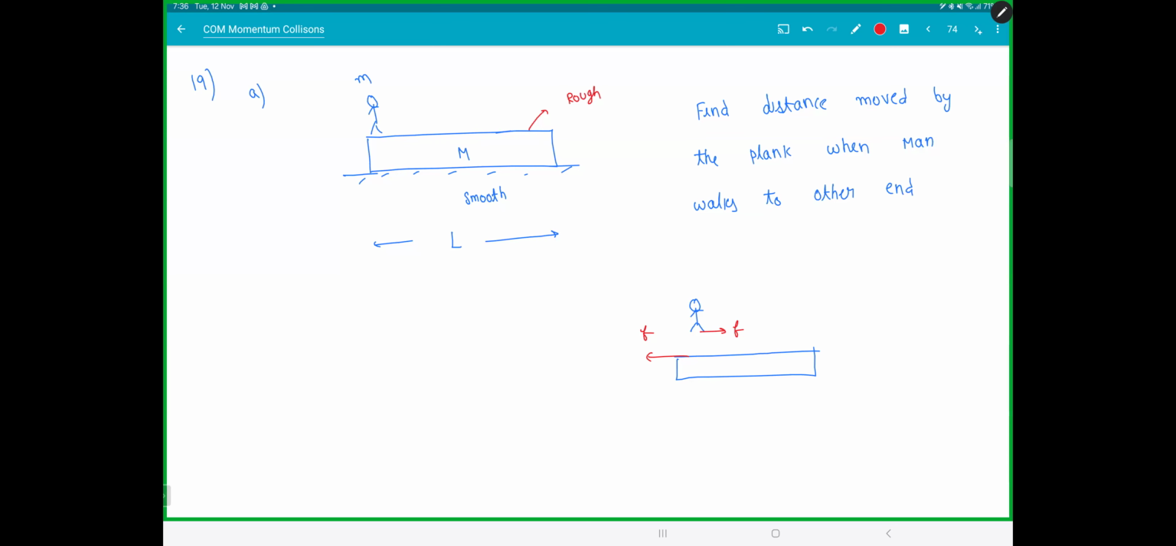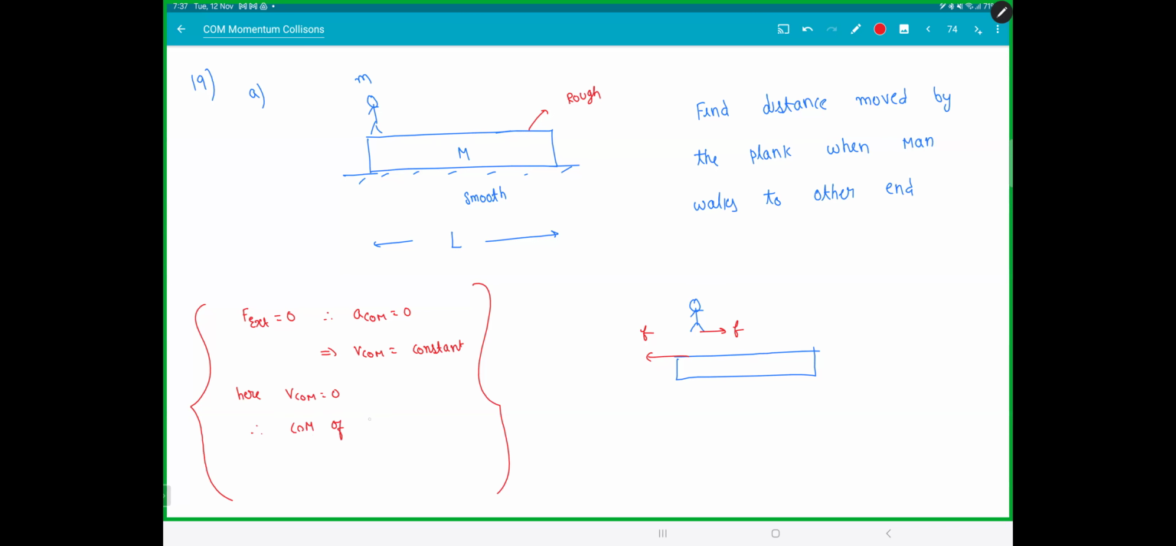Let me show you one here. So first thing you need to understand, when the man is walking, the friction is internal force. So here F external is 0. Therefore, acceleration of center of mass is 0. Therefore, velocity of center of mass is constant. But in our problem, initially everything is at rest. So here velocity of center of mass is 0. Therefore, center of mass does not move.